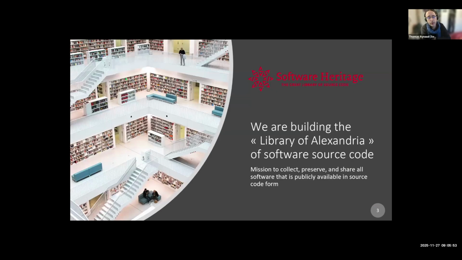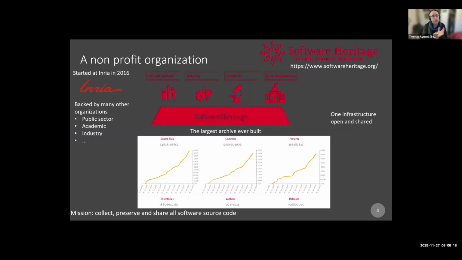So a few words about Software Heritage. We are a non-profit organization. We claim that we are building the library of Alexandria of software source code. Our mission is to collect, preserve, and share all the software that is publicly available in source code form. We do that because we believe that there is a lot of knowledge from humanity inside software and that it has to be preserved. It was started at INRIA 10 years ago by Roberto Di Cosmo and Stefano Zacchiroli. But today it's backed by many other organizations.